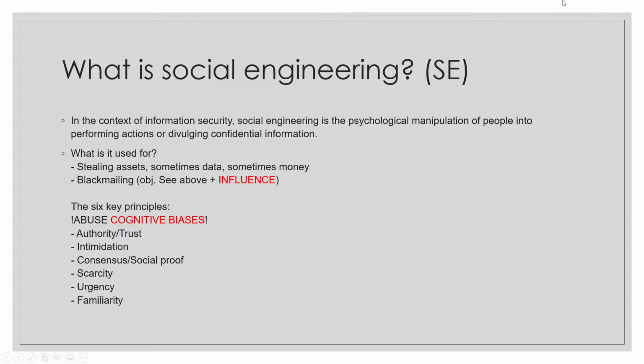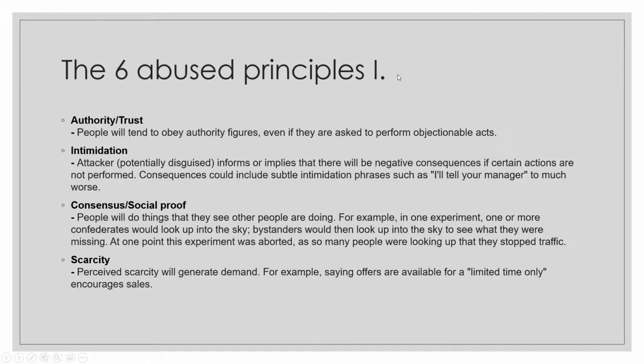The main purpose of social engineering is to sell you something or make you do something that you don't want. So they reuse these bugs to make that happen. Okay, so authority / trust. This is the first one, and this is usually used in scams.